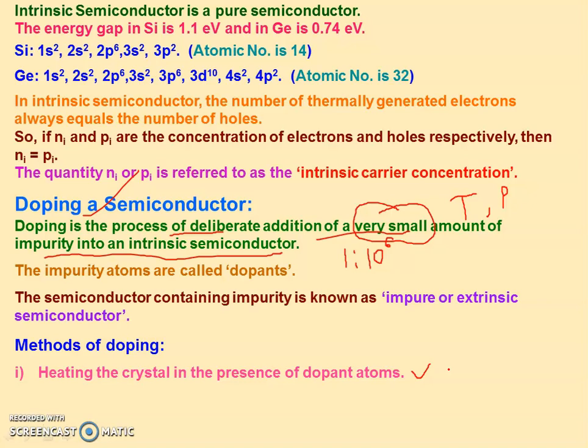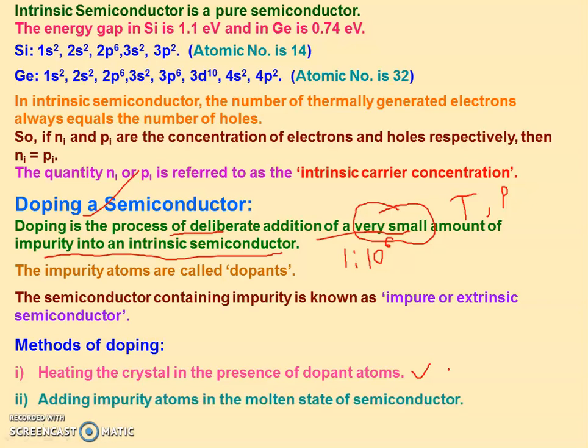Dopant means trivalent impurity or pentavalent impurity in the ratio 1:10^6. Now we have to heat up the system and convert it into the vapor, right? After coming in the state of vapor, we have to solidify the material. So the dopant is homogeneously added to the germanium or silicon. So we get the extrinsic semiconductor.